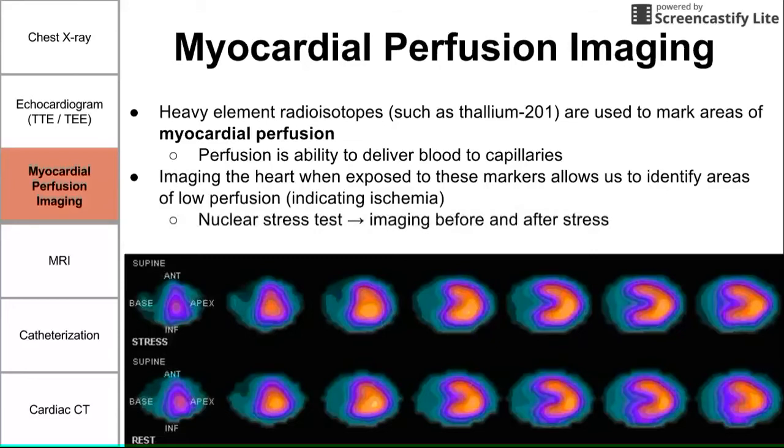And as we said, this is a nuclear stress test because we're using a heavy element radioisotope, and we have imaging before and after the stress to identify areas of the heart that are not being well perfused during stress.